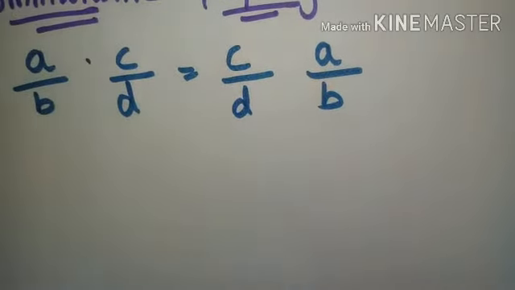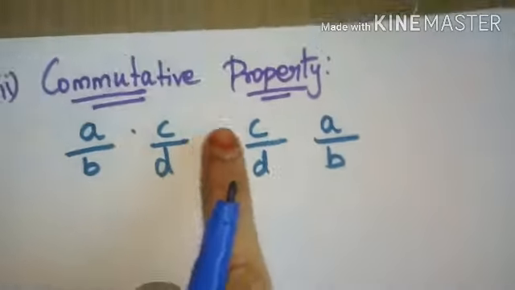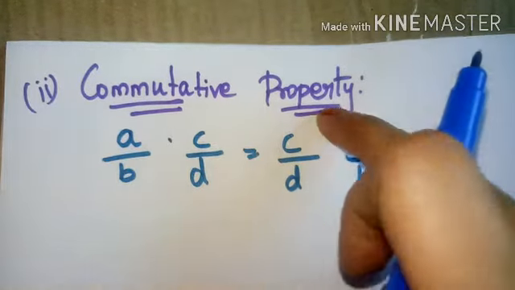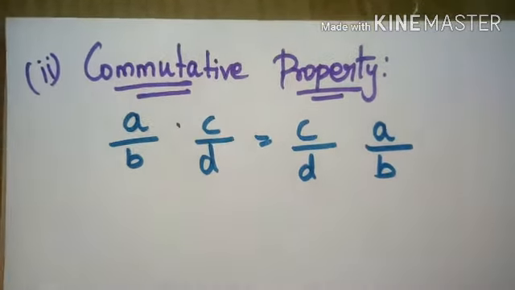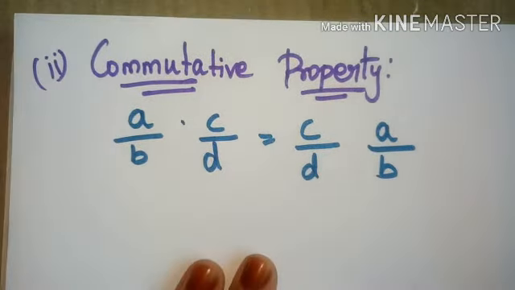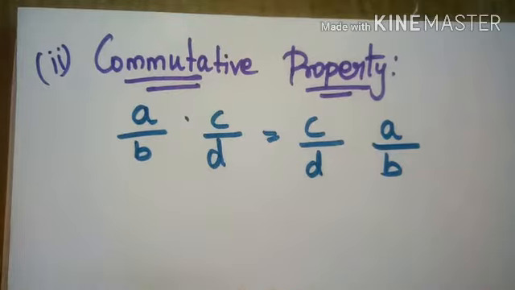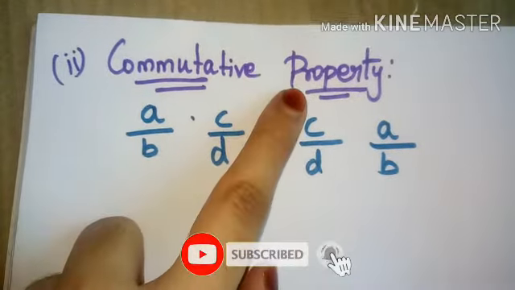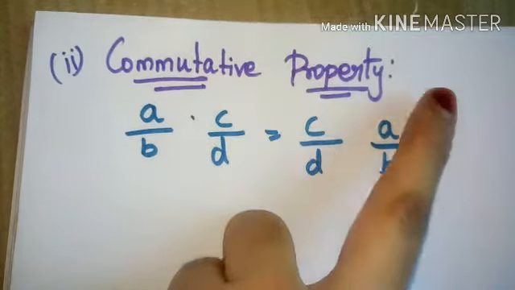Okay, next we are going to learn our commutative properties. These commutative properties also have the four arithmetic terms: addition, subtraction, multiplication and division. We are going to find whether all the four arithmetic terms are satisfying in this commutative property or not.